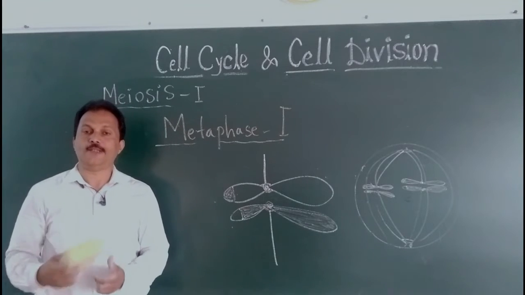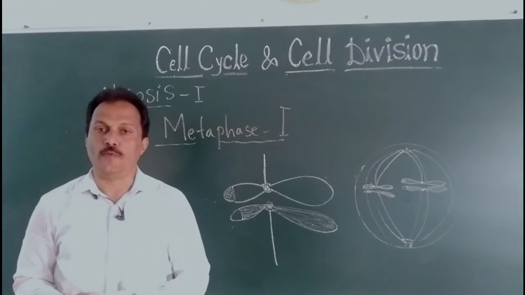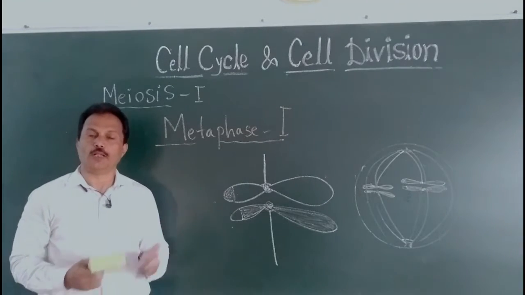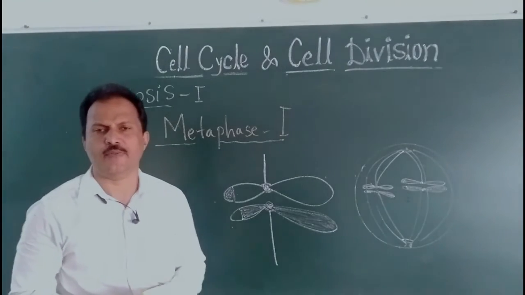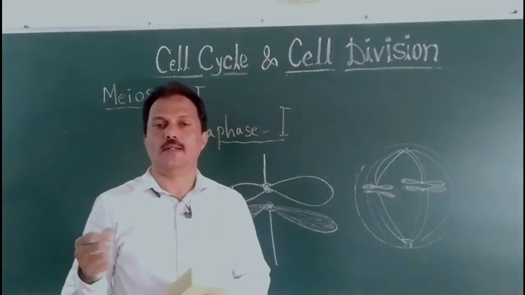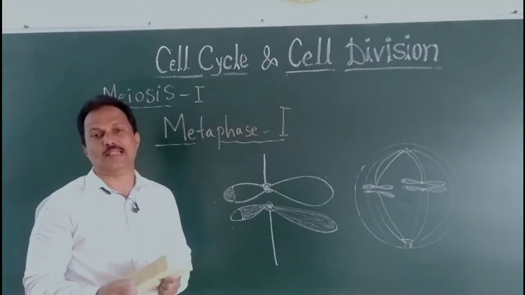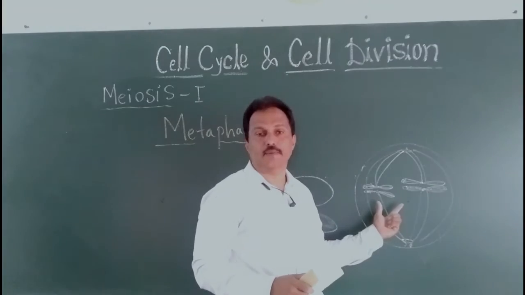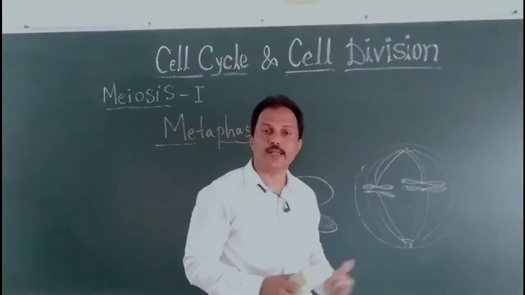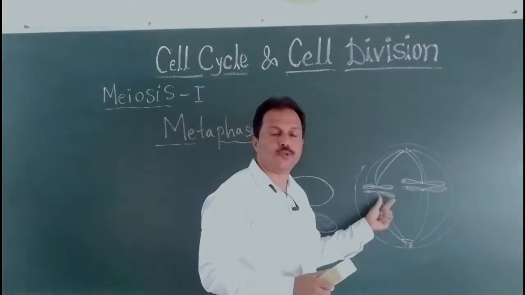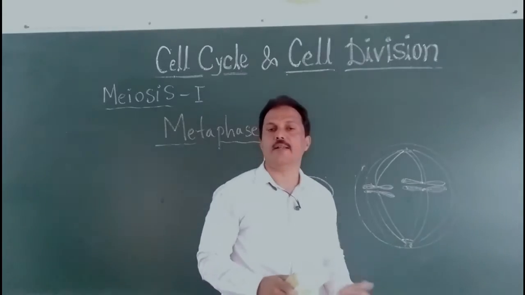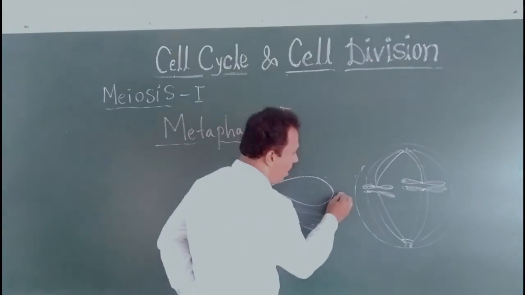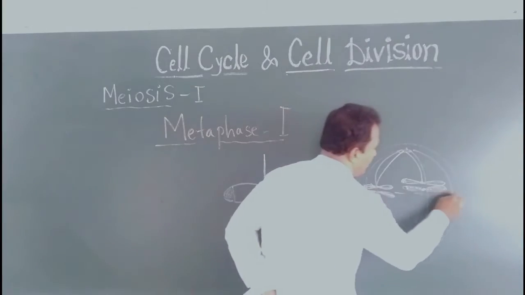The next phase in meiosis 1 after prophase 1 is metaphase 1. So what are the events that are taking place in metaphase? This is a very simple phase in meiosis 1. We have seen in prophase 1, the spindle formation has taken place and the chromosomes are present inside the nucleus. But all these chromosomes are brought onto the equatorial plane.